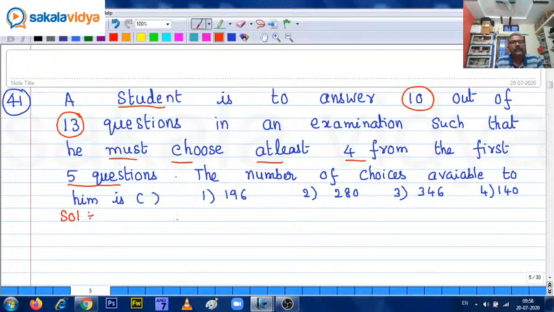Solution. Let us say section 1 and section 2. In section 1 we have 5 questions. Total 13 questions means in the second section 8 questions. So what is the first case? He must choose at least 4. For example, 4 questions are chosen from the first section, then you need to attempt 10, so 6 must be from the second. At least means more than 4 also, so 5 out of 5 completed.